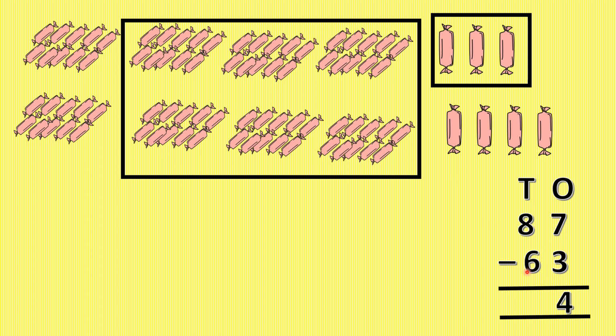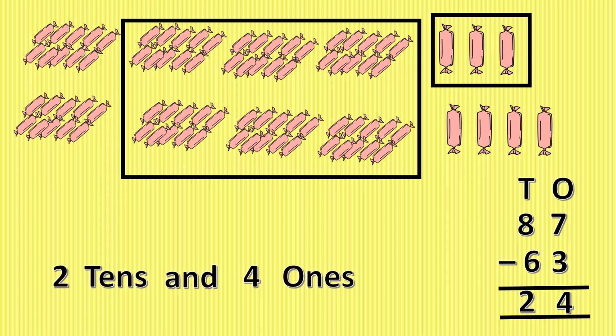Now 8 minus 6. After 6, 7 and then 8. 2 steps forward we are moving. So 8 minus 6 is 2. 2 tens. Or we can see here also these are the 2 tens which are not inside the box. So this is the answer for tens place. 2 tens and 4 ones. We can write it like this also. 2 tens and 4 ones. This is the answer for this subtraction. So this way you can do subtraction.